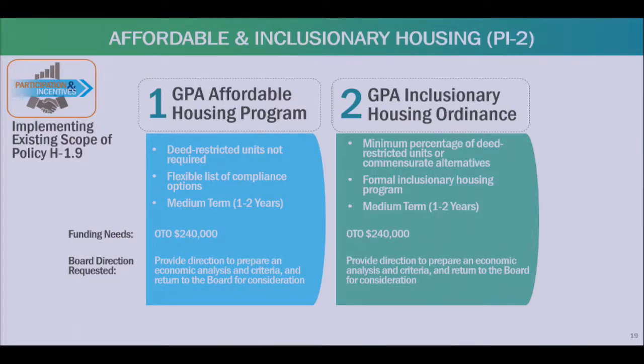Option 2 would require large GPAs to provide a minimum percentage of units as deed-restricted for lower to moderate income households with a formal inclusionary housing program. This requirement could also be satisfied with a payment of in lieu fees. For these 2 options, staff recommends preparing an economic feasibility and nexus analysis to evaluate how various program options could impact the unincorporated area housing market. Factors for consideration include evaluating how a program could affect the price of market rate units, overall housing production, and a diversity of product types.